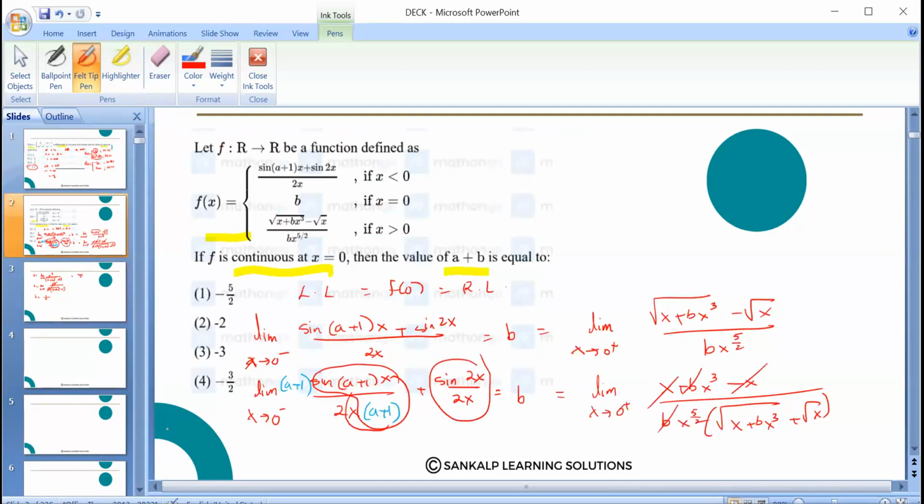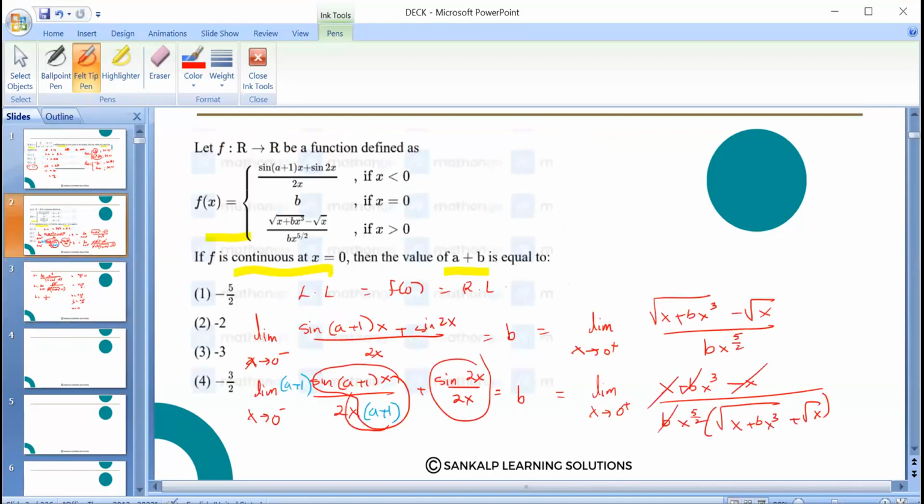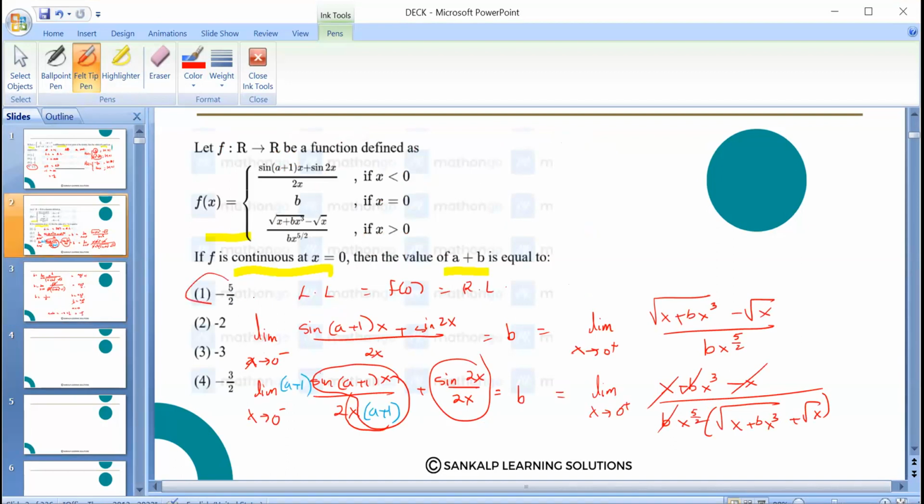But here it is 1 plus 1. Or it is a plus 1 plus 2, a plus 3 by 2. So b equal to a plus 3 by 2 is the another equation. Because you got b as 1 by 2 equal to a plus 3 by 2. Or a is minus 3. They're asking you a plus b. Minus 3 plus 1 by 2. Minus 5 by 2 is the answer. That is option 1. Next, question number 7.